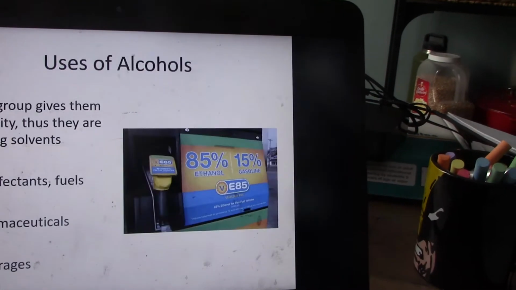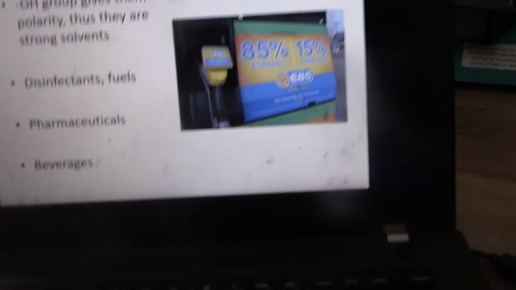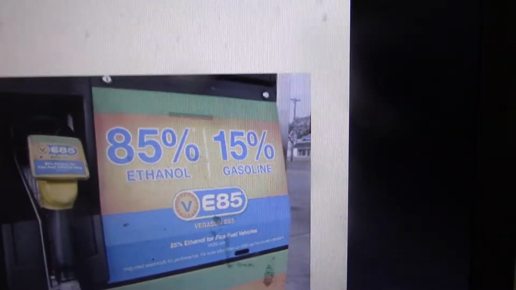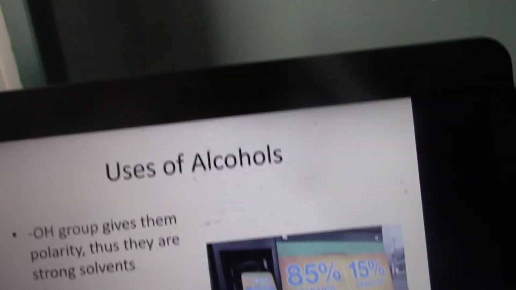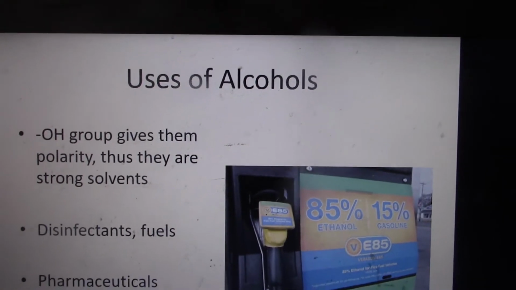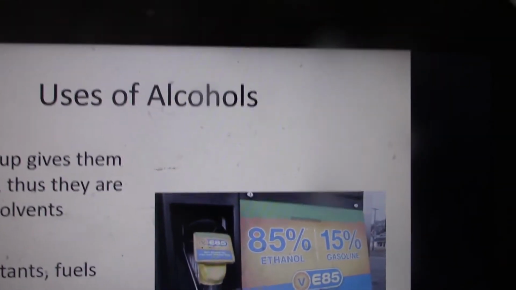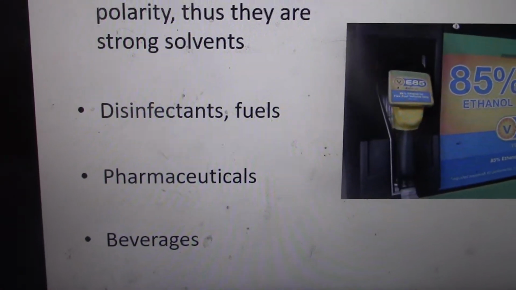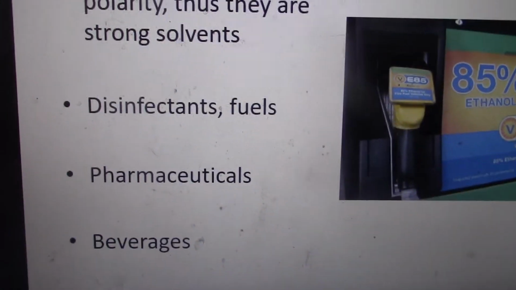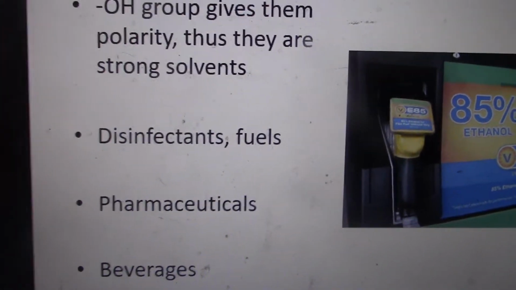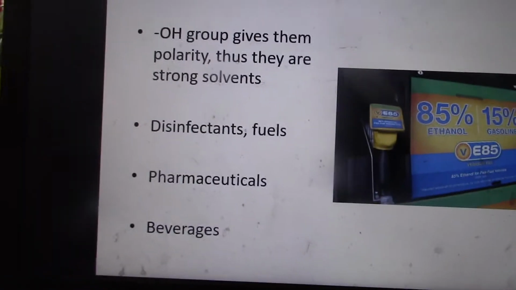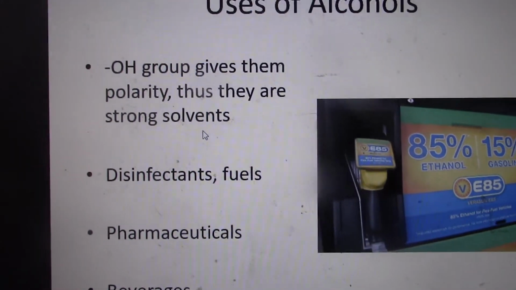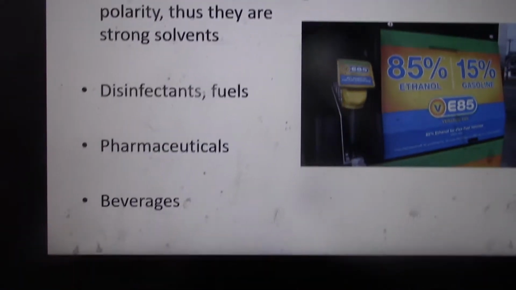Okay. So what do we use them for? A lot of us use E85 ethanol, right? So we use it for fuel. It helps engines burn cleaner. There's strong solvents, disinfectants, fuels, pharmaceuticals, beverages, right? So we use alcohols for a lot of different things. Methanol is mouthwash. Ethanol is the type of alcohol that we drink. Propanol is rubbing alcohol.